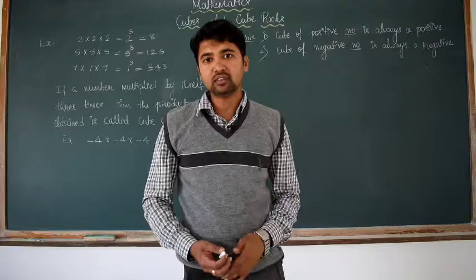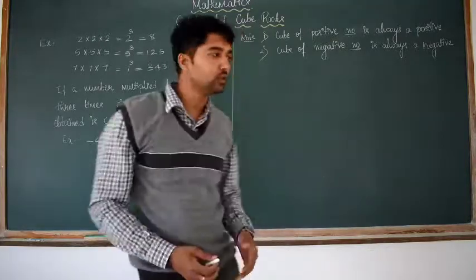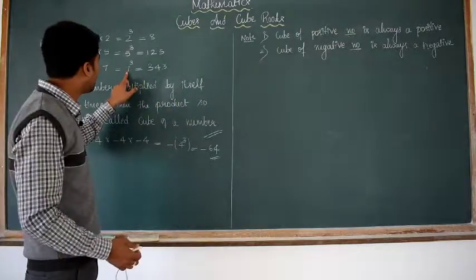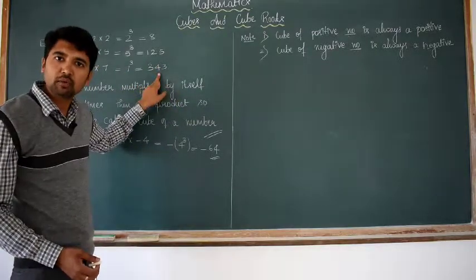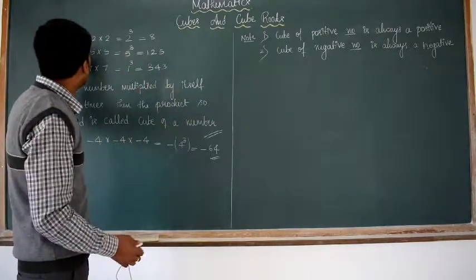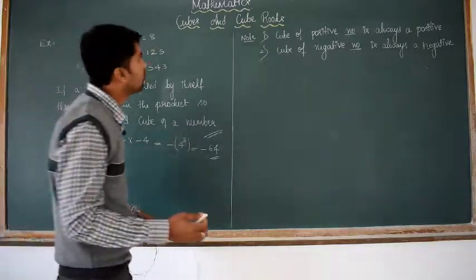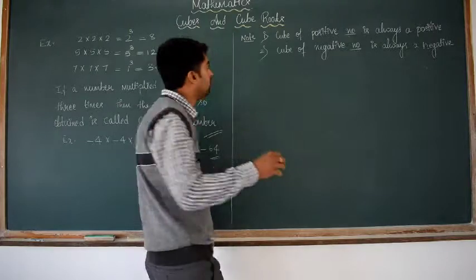Okay, so like this, 7 into 7 into 7, you have got 343, it's odd. 7 is odd, so the cube of that number is also odd. In the same way, 2 is even, the cube of that number will be even. This also you have to keep in your mind.